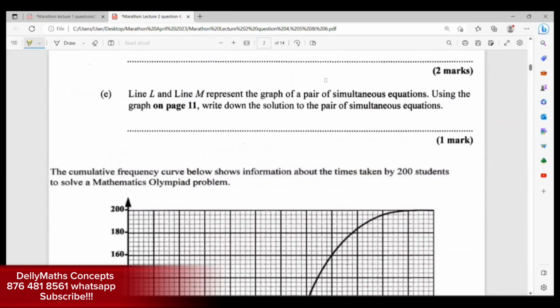All right. Now let's look at this part. We're still under the same thing, right here, the E part. It says line L and line M represent the graph of a pair of simultaneous equations. So you see, simultaneous equation using, very important, using the graph, not by calculation. Write down the solution of the pair of simultaneous equations. They said using the graph. So anybody who wants to try to solve it, it's not going to work. They don't want to do that.